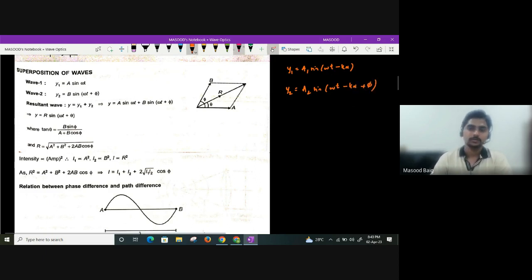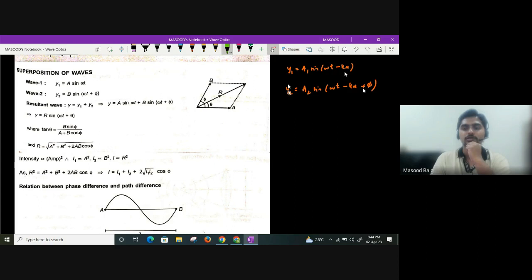So what is y2 called? y1 and y2 are displacements at any instant, or instantaneous displacements. A1 and A2 are maximum displacements, guys. This complete angle is called the phase. The value of phase at t equals 0, x equals 0 is called the initial phase. So what is the phase here? Omega t minus kx. Substitute t equals 0, x equals 0. What will this value become?